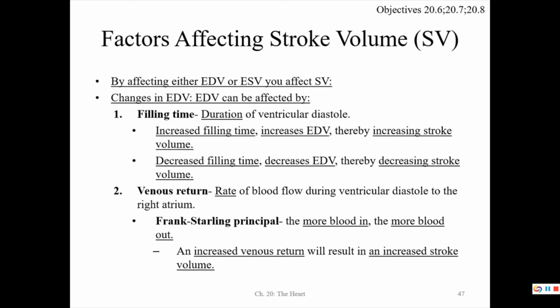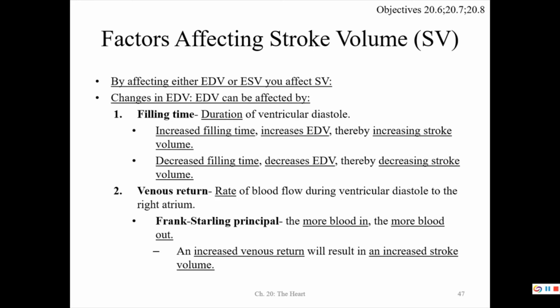Venous return. That's how much blood flow there is to the atrium, especially the right atrium. The rate of blood flow during ventricular diastole. If blood is coming in a lot quicker, it is much like any pump. The more that you're bringing into the pump, the more that goes out of the pump. More blood in, more blood out. So an increased venous return will ultimately result in increased stroke volume. Okay?